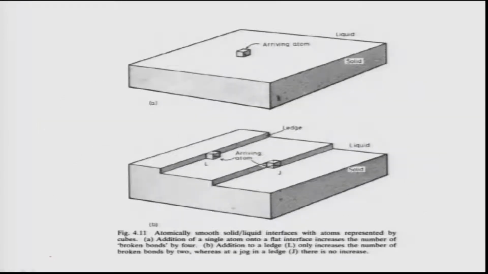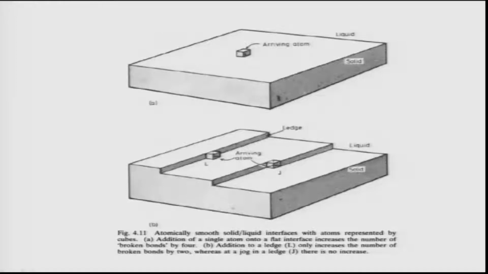In the case of a rough interface, where the interface is jagged, what you need is basically a step or a ledge, or even a kink on the ledge, for the growth to proceed. This routinely happens in various metalloids like silicon and germanium. This kind of growth is known as stepwise growth. And as you see here, there is a ledge on the surface.